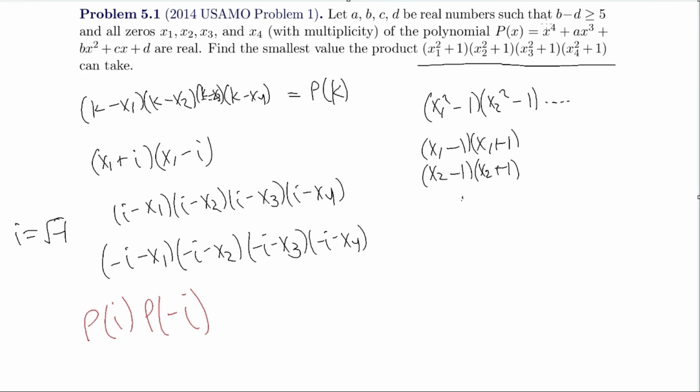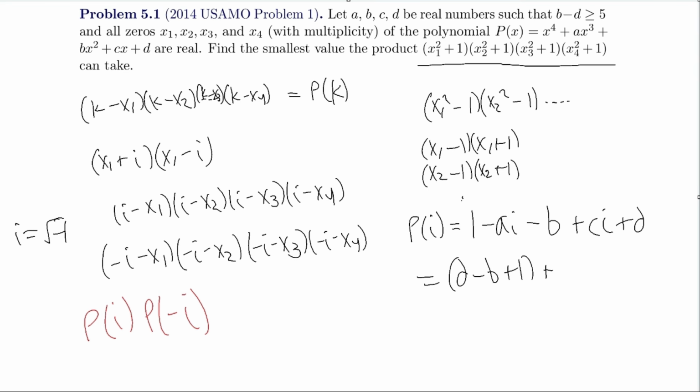But thankfully, with this expression here for p of x, we can just find p of i. So p of i is equal to 1, i to the fourth is equal to 1, then plus a x cubed, so that's minus a i, because i cubed is negative i. Then plus b x squared, so that's going to be minus b because i squared is negative 1. Then plus c i plus d. So this is like d minus b plus 1 plus c minus a i.